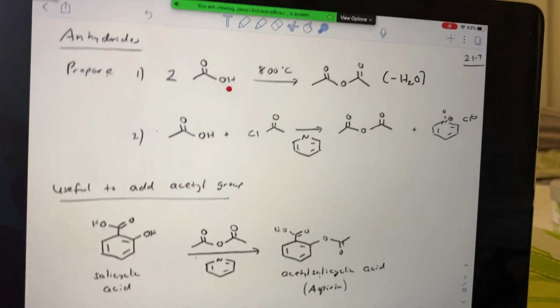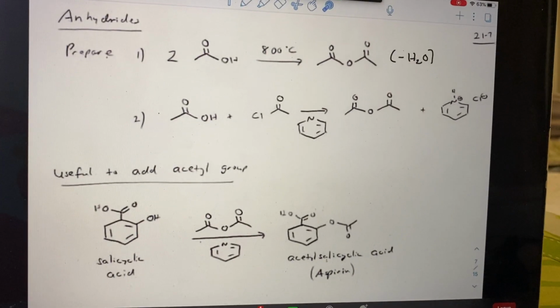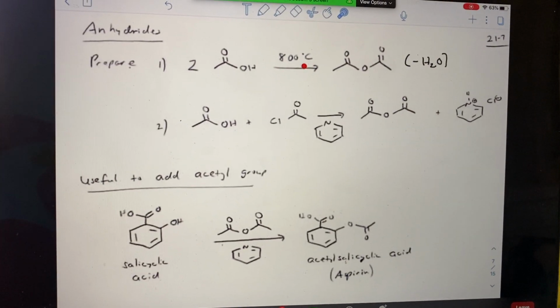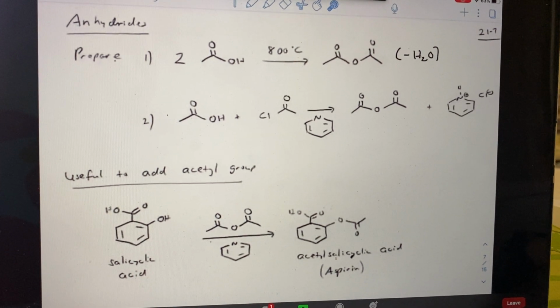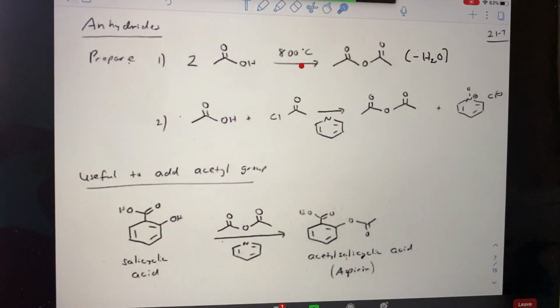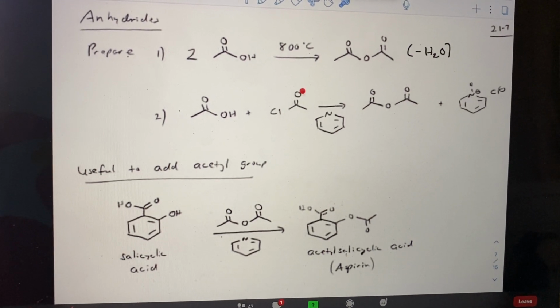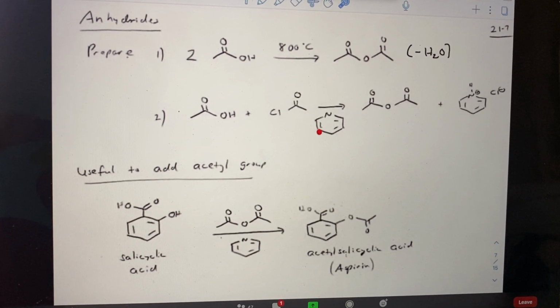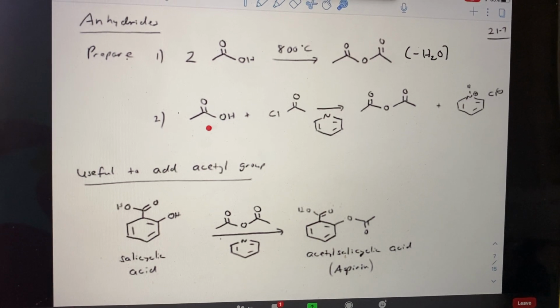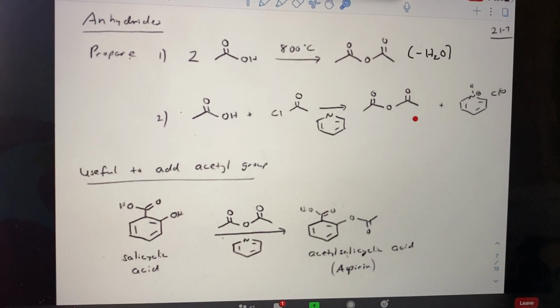This works for something like acetic anhydride because it can survive 800 degrees Celsius, but a lot of compounds will just decompose if you try to heat them up that high. However, we know another way now to make an anhydride. We saw that we can take an acyl chloride in the presence of pyridine and react this with something like acetic acid to get the anhydride.